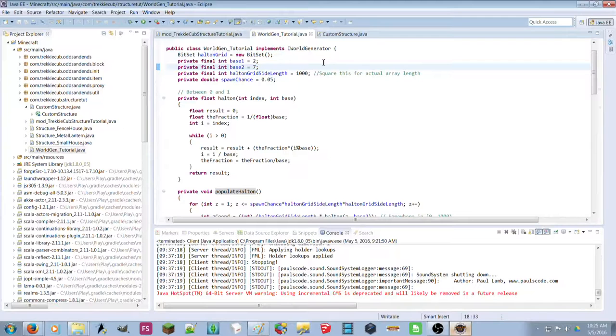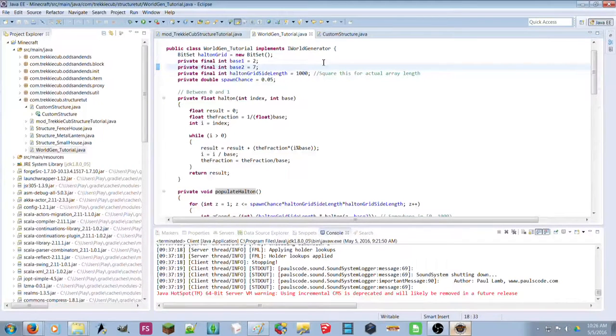Now, the requirement for these base numbers to get them to work is that they need to be something called co-prime, which means that the greatest common denominator between the two numbers needs to be one. It also has to be greater than one. If you try to do one or zero, the Halton function is not going to work. So it needs to be two or greater, and it needs to be an integer.